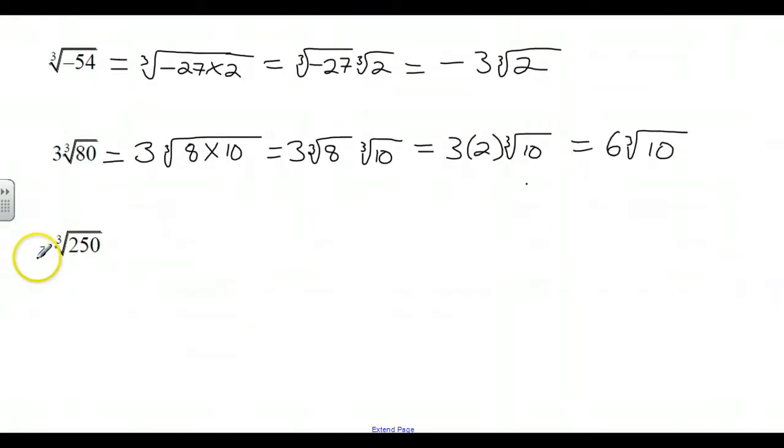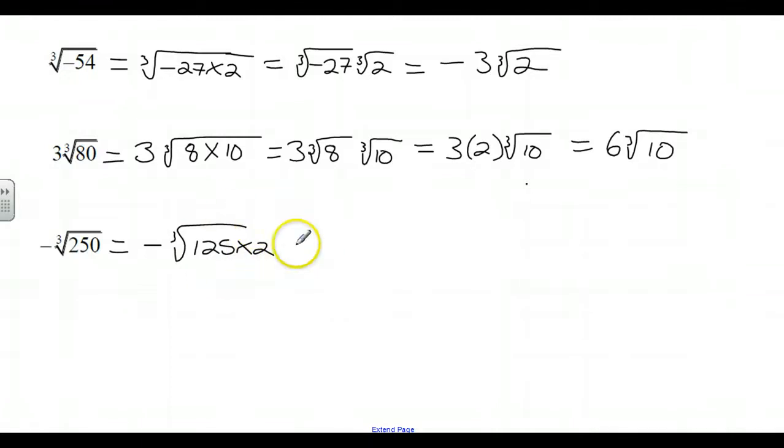Okay, this time the negative is out front. We're going to leave the negative out front. So we have negative cube root. I need a perfect cube. The largest one that goes into 250 is 125.